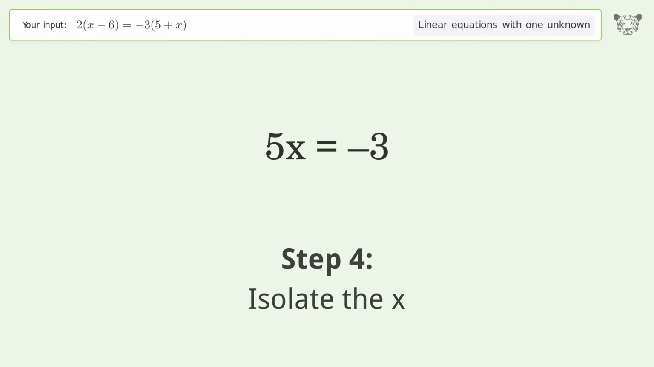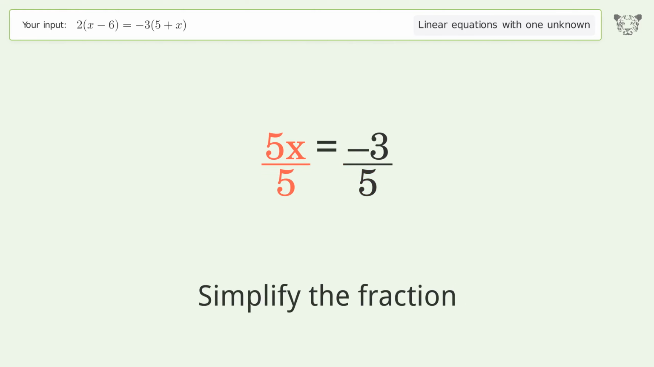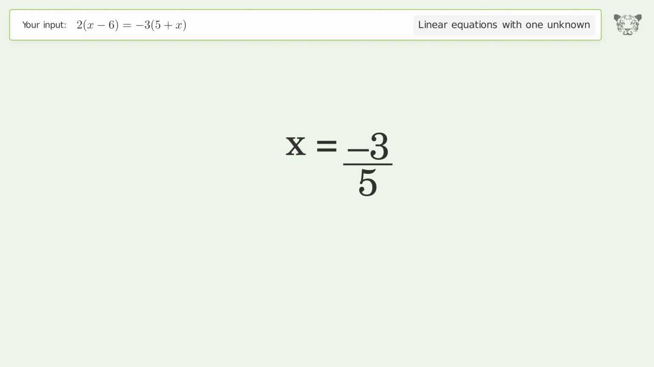Isolate the x. Divide both sides by 5. Simplify the fraction. And so the final result is x equals -3/5.